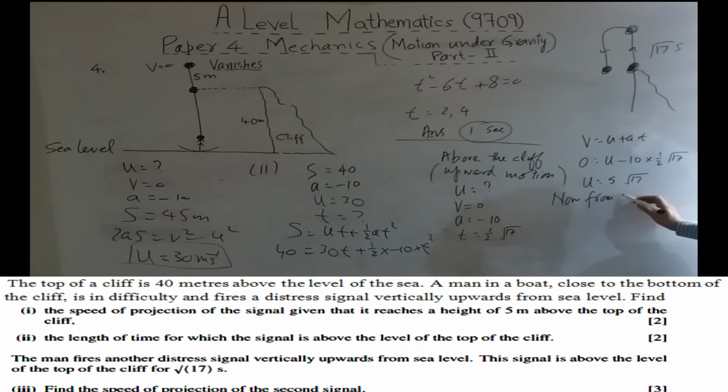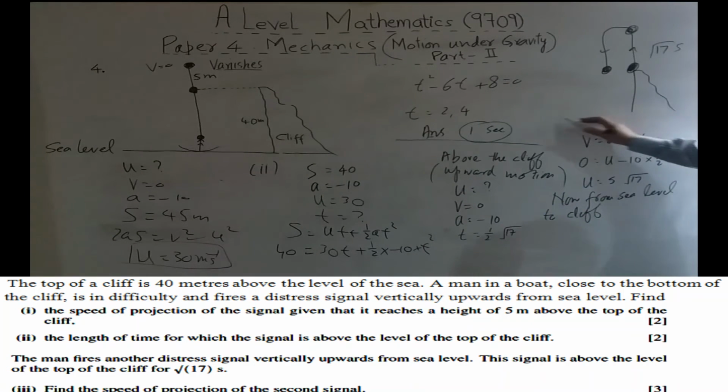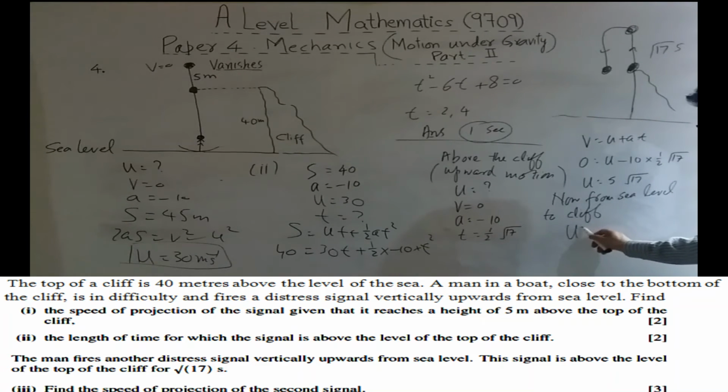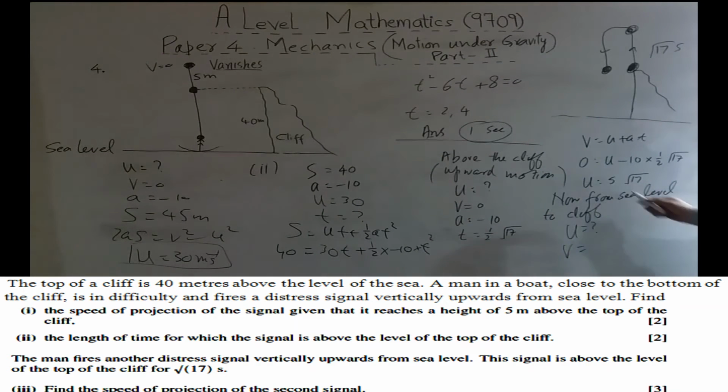So at this point, in going up, the velocity is this. Now we consider the motion from sea level to cliff. Here its velocity is this in going up, then it will come back. At this point it will be moving with the same velocity in the downward motion. So for the downward or the upward motion, now we have to find the velocity of projection over here, and now v will become root 17.